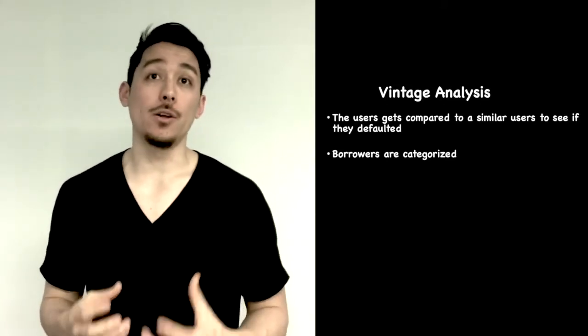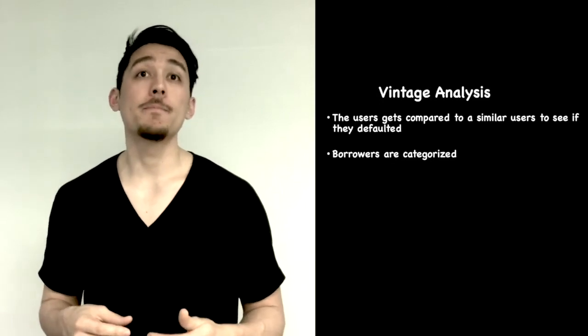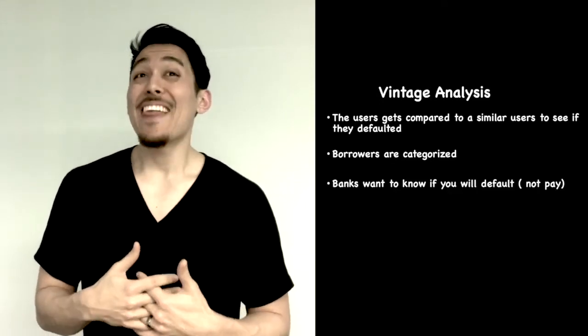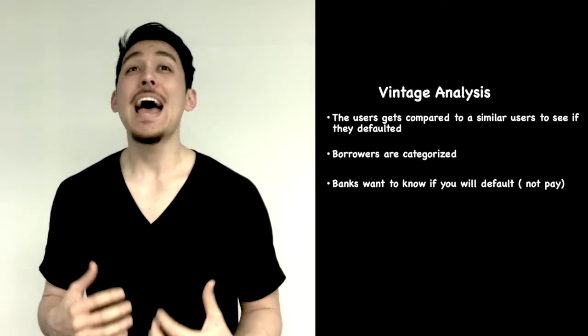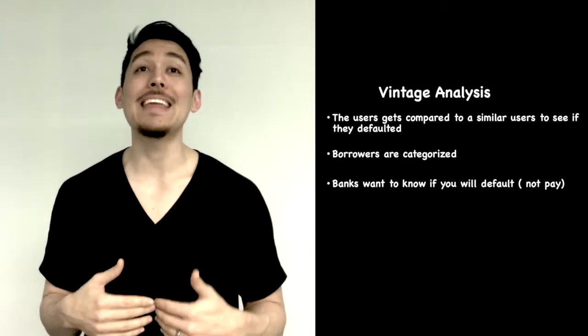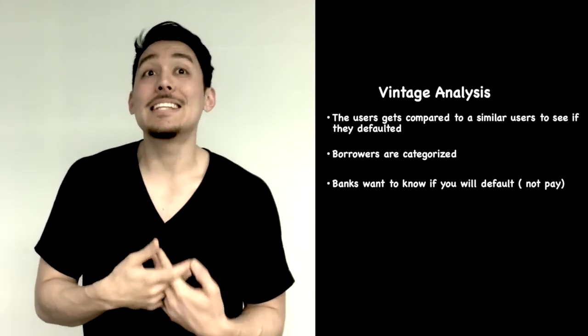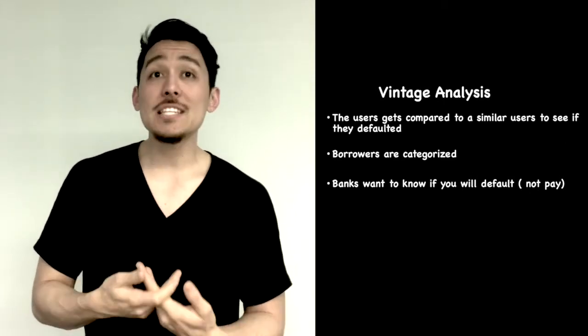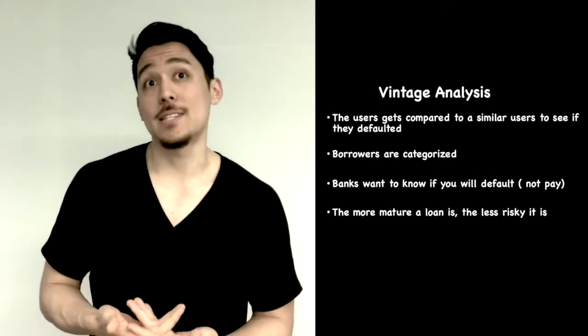Banks really want to know this because in the early stages of a loan, there is a lot of uncertainty. Most people would agree that a loan that has been getting paid on time for the past 10 years has a higher likelihood of getting paid in the next month than, say, a brand new loan, because it is said to be more mature. Just like a fine wine, loans get better with time, or in this case, less risky.